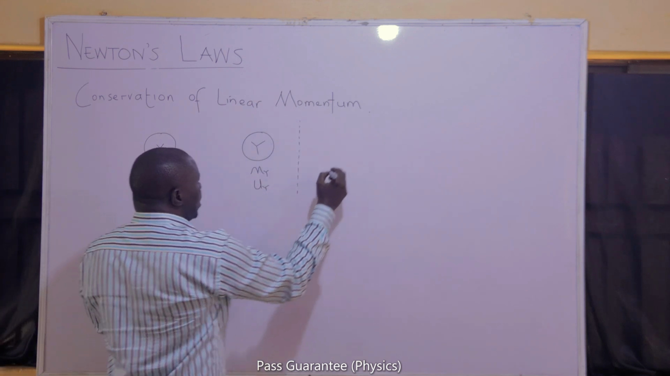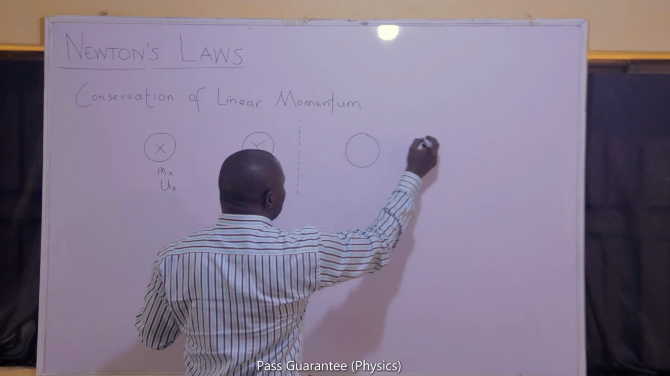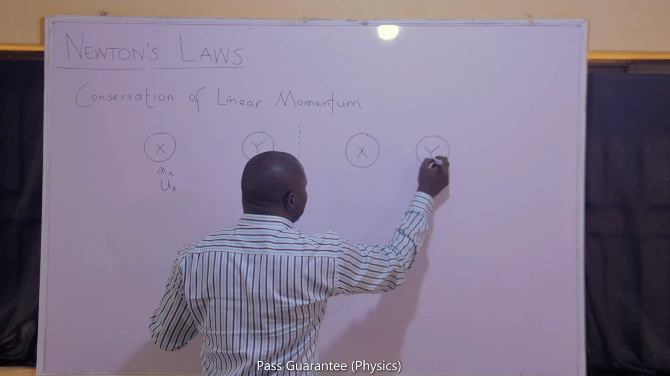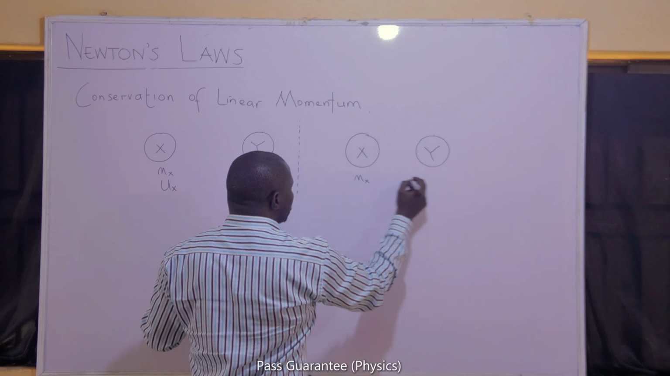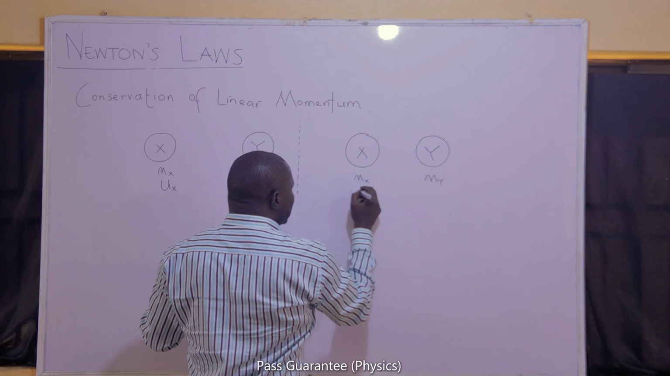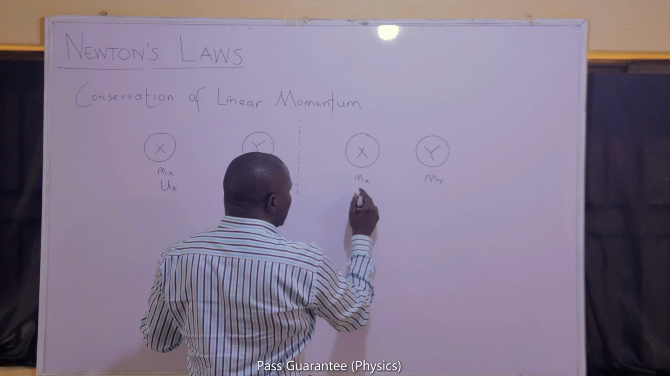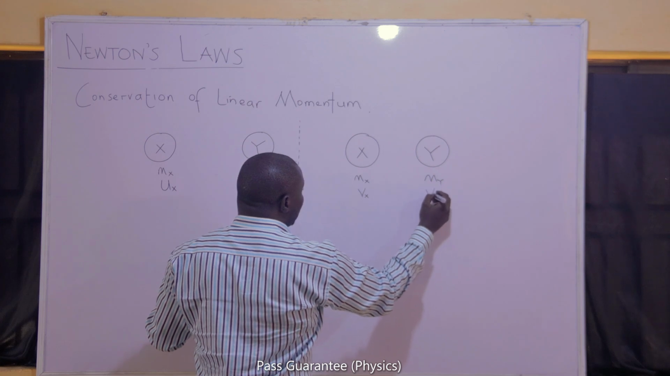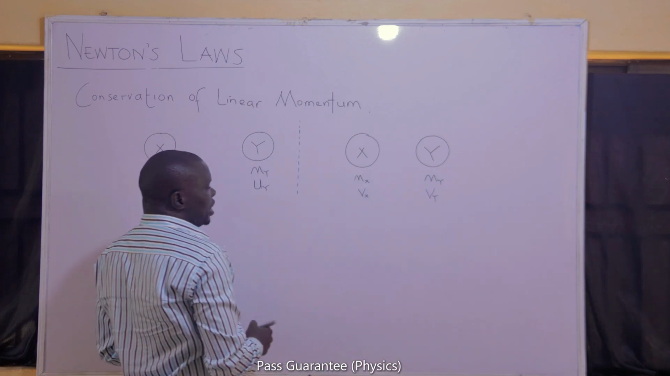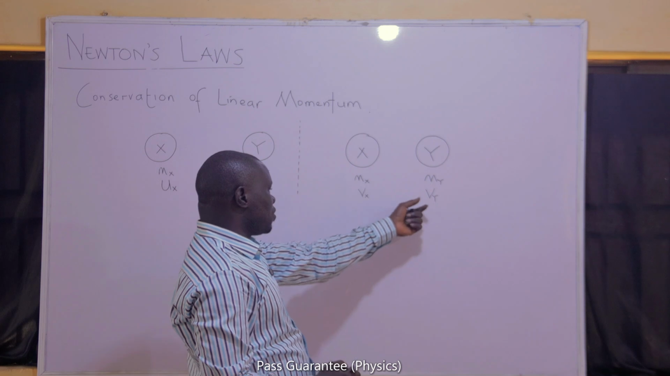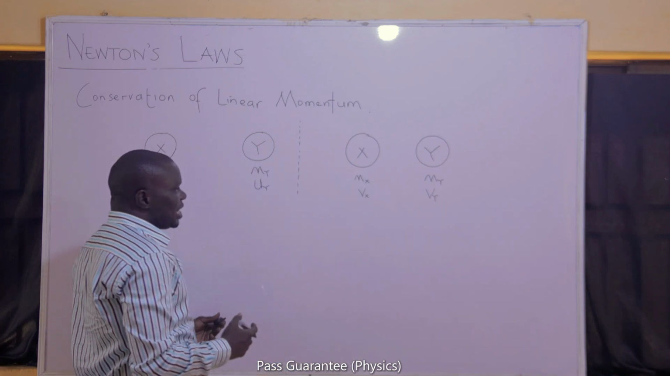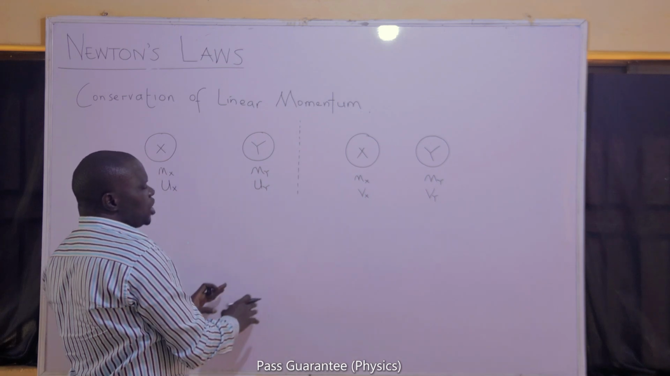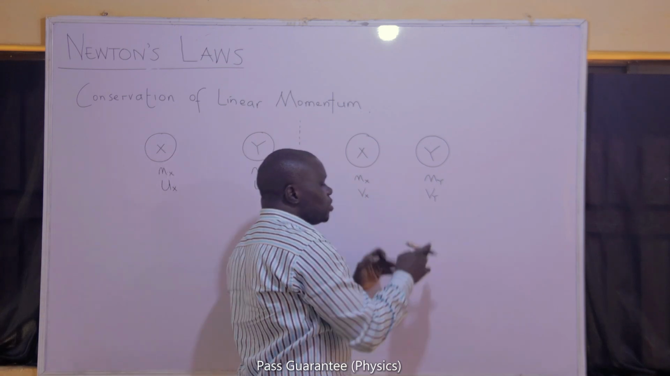After collision, I expect them to now have new velocities. So if this is my X, this is my Y, I expect its mass to be the same as it was, only that this time its final velocity is expected to have changed. Let's call its final velocity, which is its velocity after collision, Vx, and for Y, the velocity after collision to be Vy. What we are saying in essence is, if we add their momentum before collision, it must be equal to their momentum after collision.